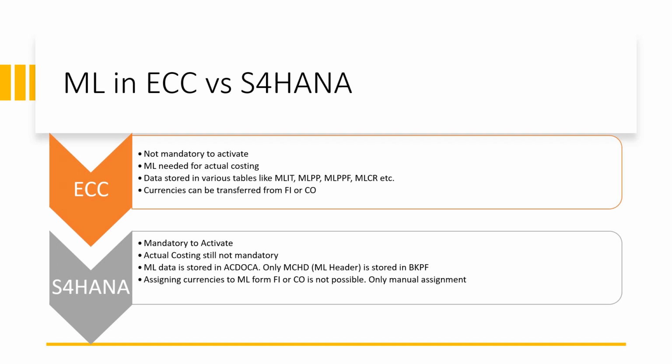And coming to the currencies that we assign to material ledger, in ECC, we had an option to transfer these currencies from FI or CO. If parallel valuation or multiple currencies are being used in FI, we can assign the same currencies to material ledger. But in S4HANA, it is no longer possible. Although the material ledger configuration screens even now show these options for importing the currencies from FI or CO, those options are now disabled. Assigning currencies to material ledger is only a manual assignment in S4HANA. Now let us go to the system and do the configurations.